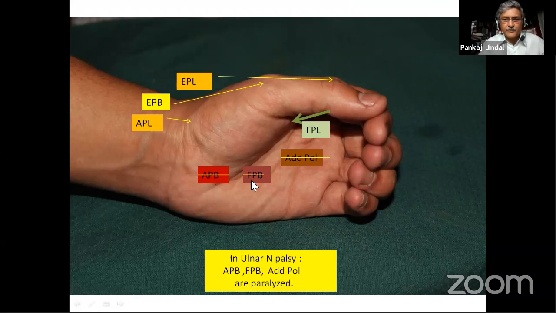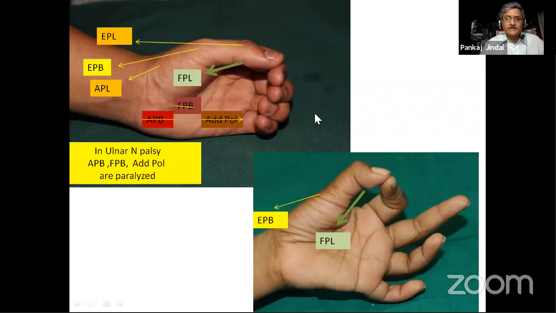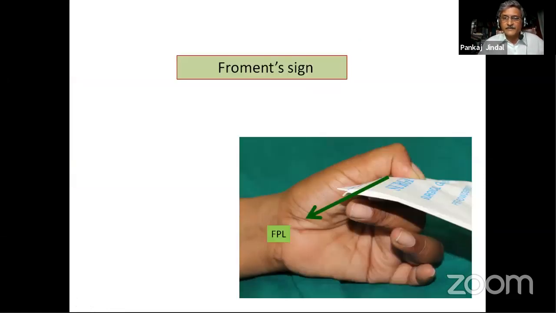APB is not working, flexor pollicis brevis is not working, adductor pollicis is not working. So you have muscles on the back, you have muscles in the front. Now what happens in the absence of these three things? The moment the patient tries to flex, the FPL takes the bigger role here, and now it tries to oppose, and therefore you see what is called a Froment sign here. So you see a Froment sign, or the book test becomes positive here.